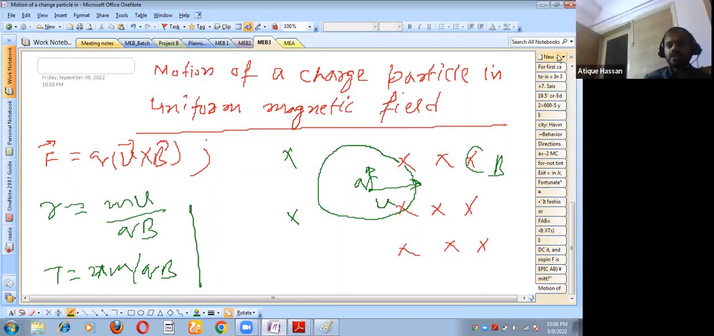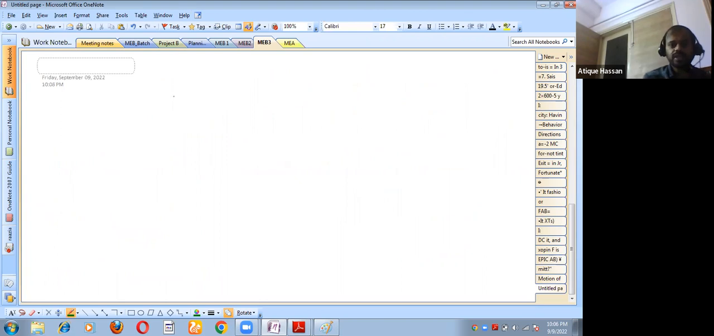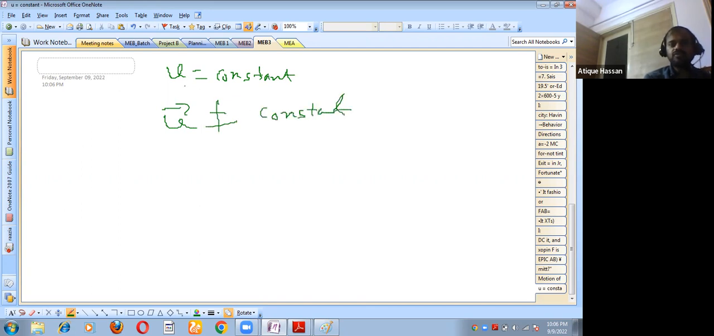And we also know that if a charged particle is moving in a uniform magnetic field, its speed remains constant. Magnetic field cannot change speed. But velocity is changing. V is not constant, right? Speed is constant, but velocity is changing. You may have seen in uniform circular motion that speed always remains constant, but because of the change in direction, velocity is not constant. It is considered as changing.